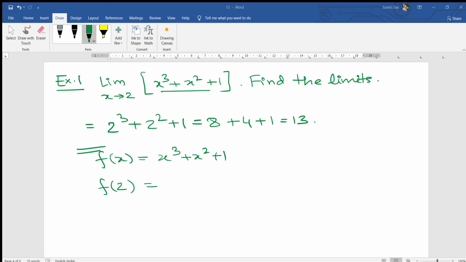What will be the value of f(2)? No, just let me know the value after calculating. You don't have to put this only. You just calculate and let me know the answer. This is just a simple question, class 5, 6 question. If f(x) is given, or class 9, x cube plus x square plus 1, what will be the value of f(2)?